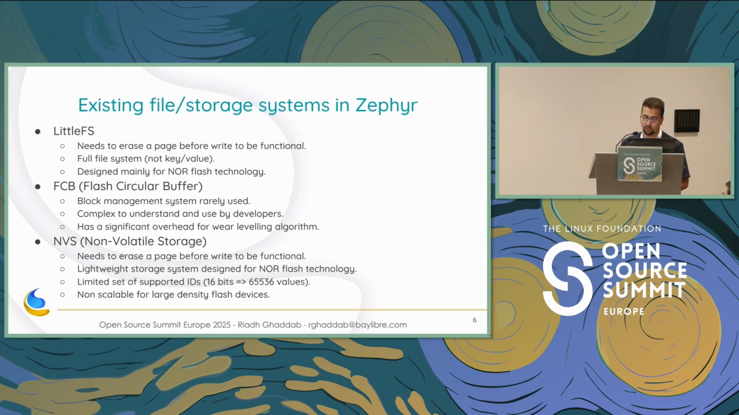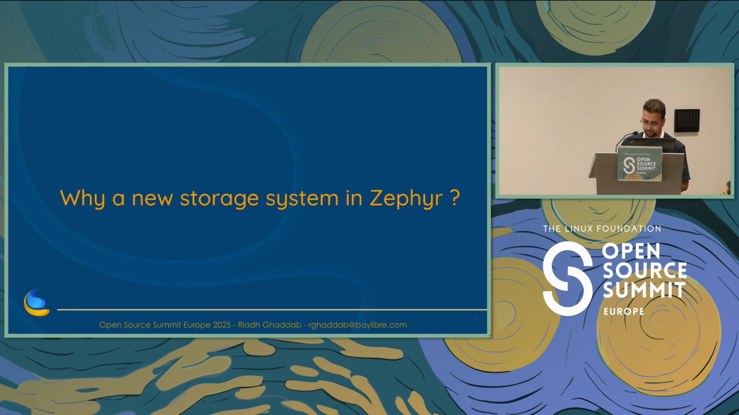We're going to see later what wear leveling is for ZMS. The NVS looks like ZMS. It's also a lightweight key value storage, but the problem is that it needs an erase. The NVS needs to erase a sector before writing into it, and it's designed basically for NOR Flash. It also has a limited set of supported IDs, like 64K, so it's not scalable for large density Flash devices.